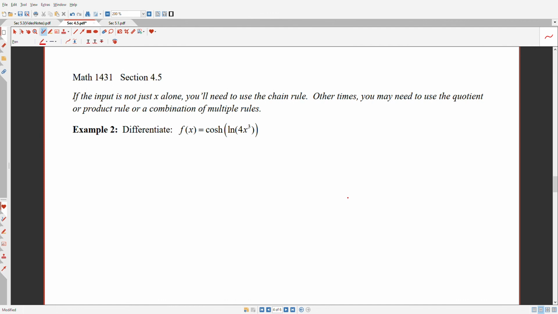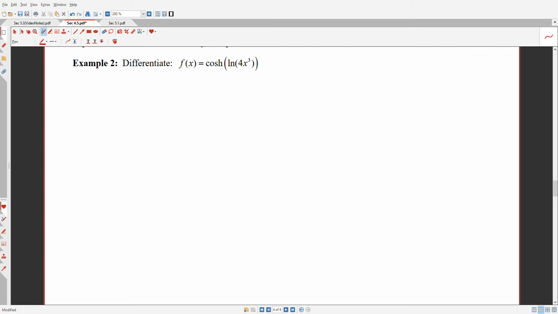So let's try a differentiation example that involves cosh and a couple other things. This example 2 involves the natural log and this other function 4x cubed. So let's just practice this using some of these derivative rules from above. So the derivative of this function will be the derivative of the outermost function. So the derivative of cosh is just sinh. We leave the inside functions alone.